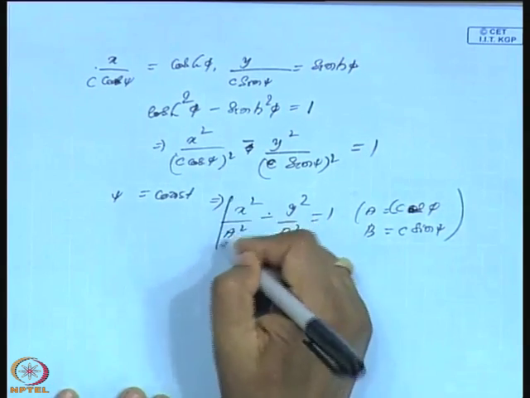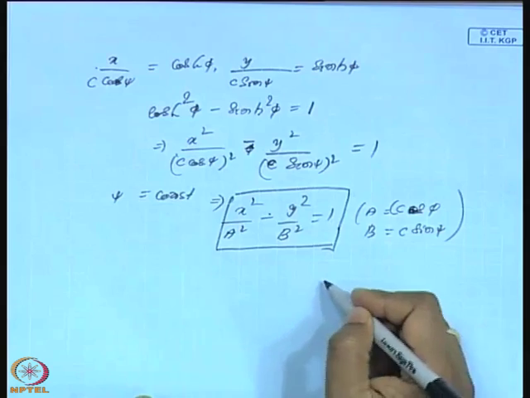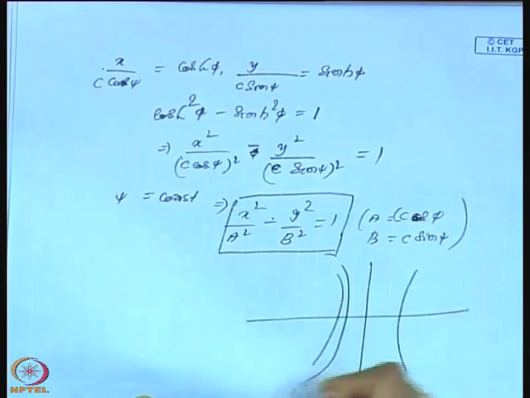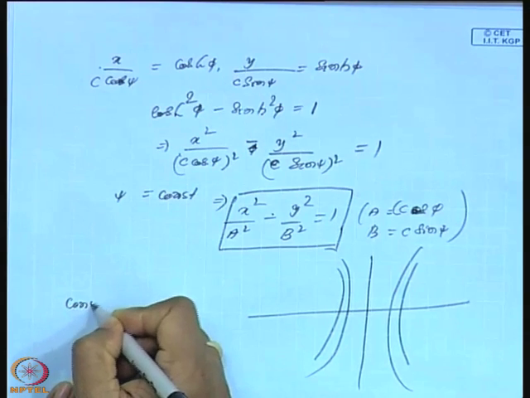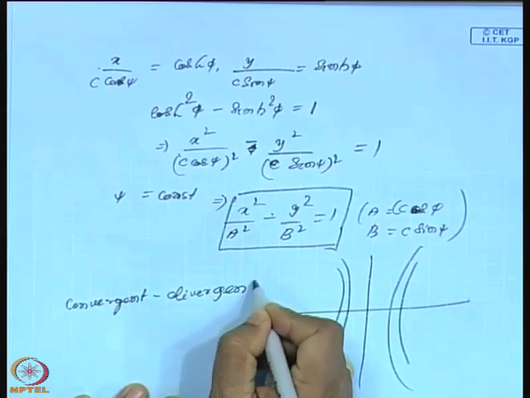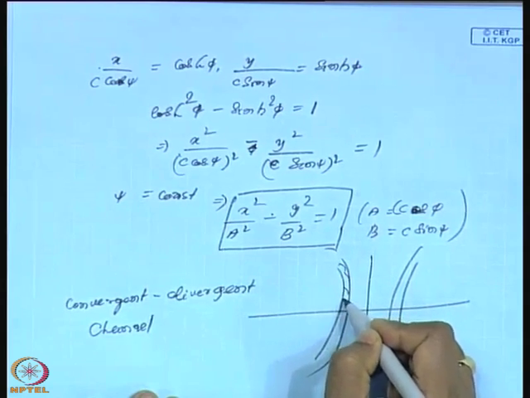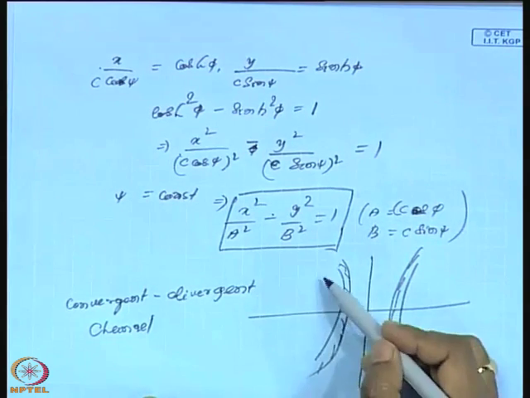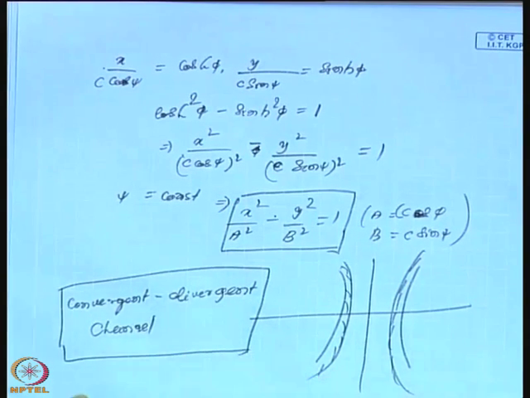Now what does this represent? These are the streamlines. For each constant we will get a streamline, and these streamlines are nothing but hyperbolas. That is why it is often called a convergent divergent channel. I can always fix my constant, and there is no flow along this, and then I use this path as a channel, and because of this we call this a flow in a convergent divergent channel.